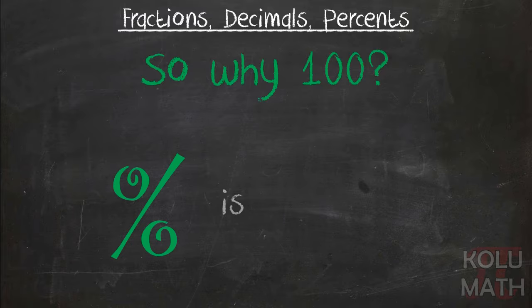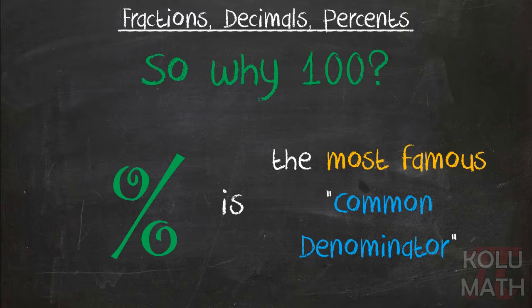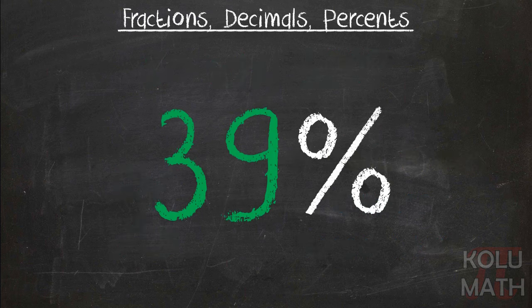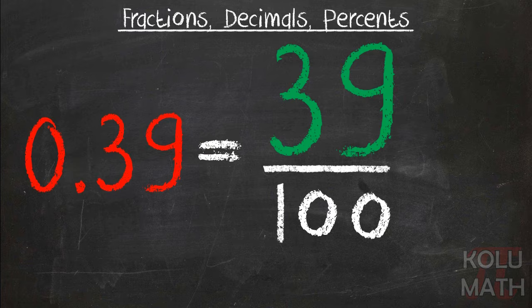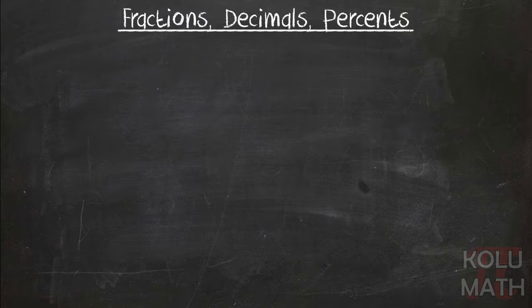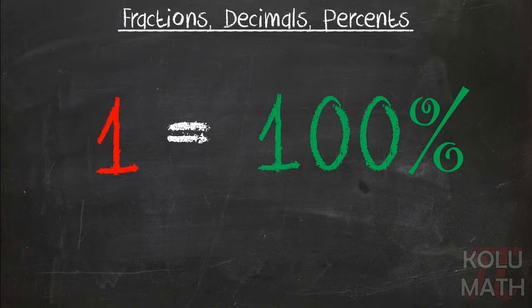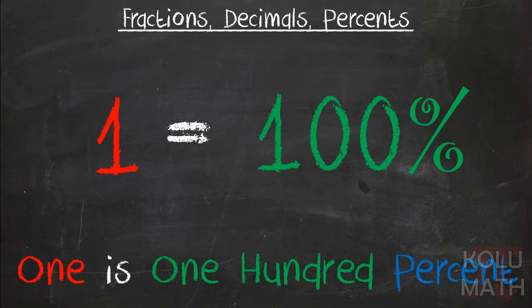And the reason we do that is because percent is really just the most famous common denominator, 100. In fact, you can think of that percent symbol like representing the fraction over 100, because 39%, or 39 over 100, is 0.39 in decimal. You can think of a percent sign as dividing by 100, which is a little crazy. I don't want to confuse people, but that's kind of the idea here, because 1 is equal to 100%. It's a pretty important little phrase to remember.